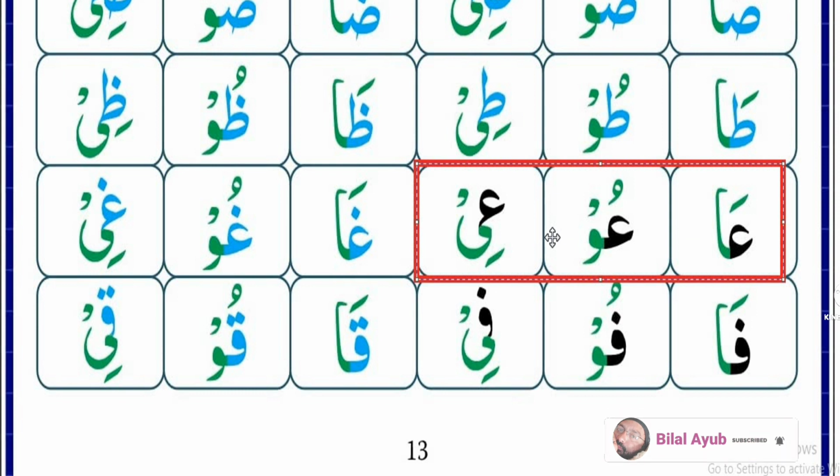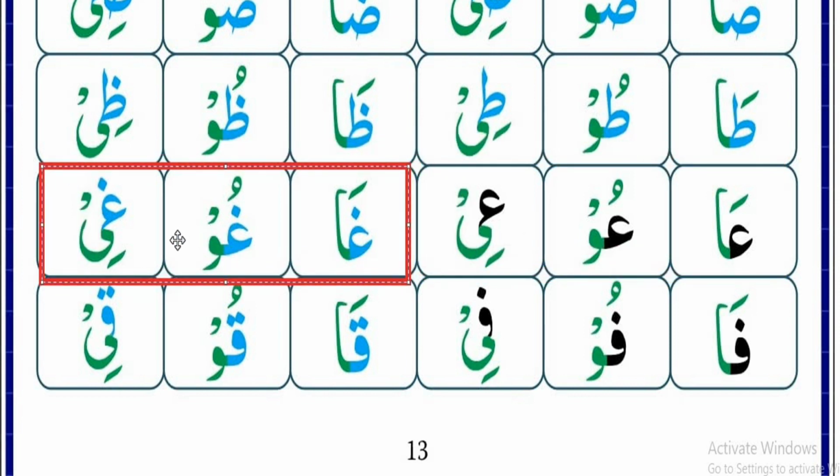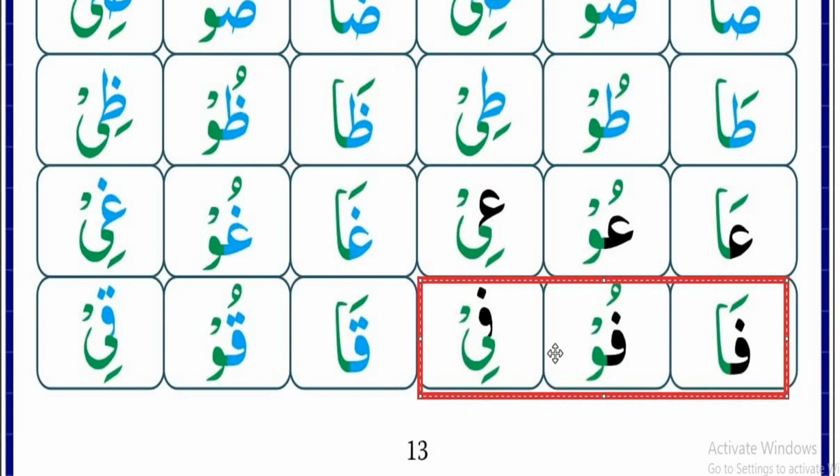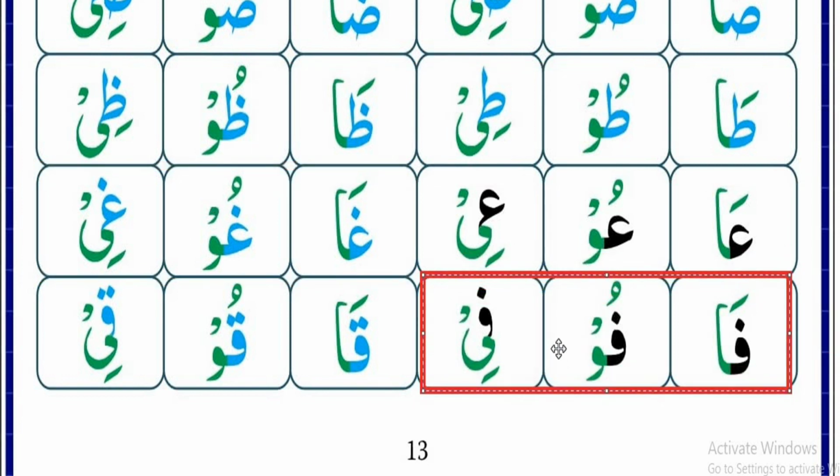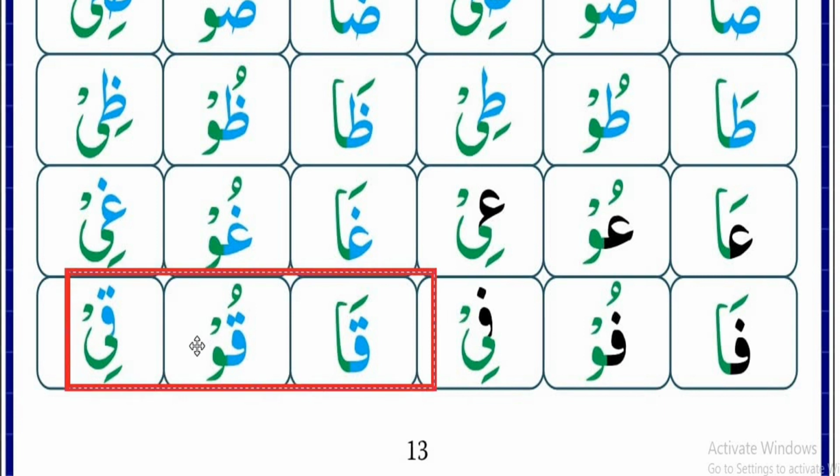So you have to differentiate between the sound of Hamza and Ain. This is a, u, i, and the sound of Hamza would be a, u, i. So these are two different sounds. This one is a, u, i. That is ra, ru, ri. It's fa, fu, fi, qa, qu, qi.